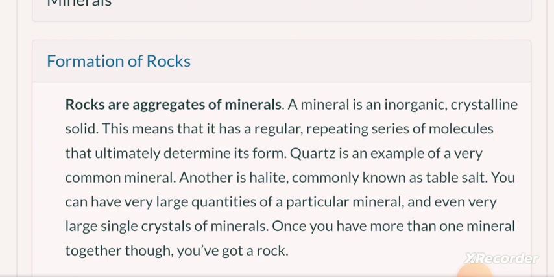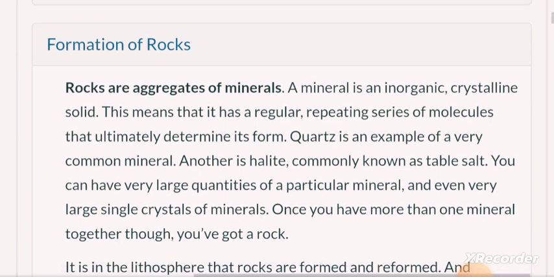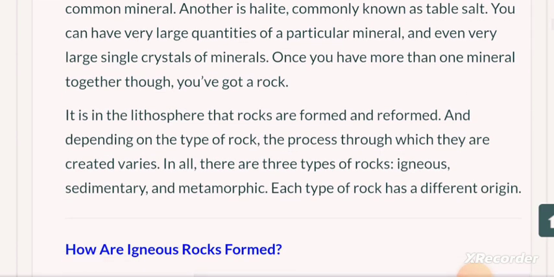Quartz is an example of a very common mineral. Another is halite, commonly known as table salt. You can have very large quantities of a particular mineral, and even very large single crystals of minerals. Once you have more than one mineral together, though, you have got a rock.